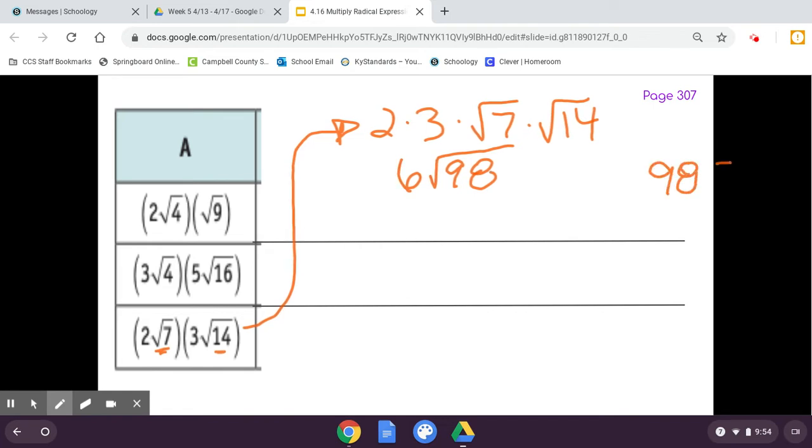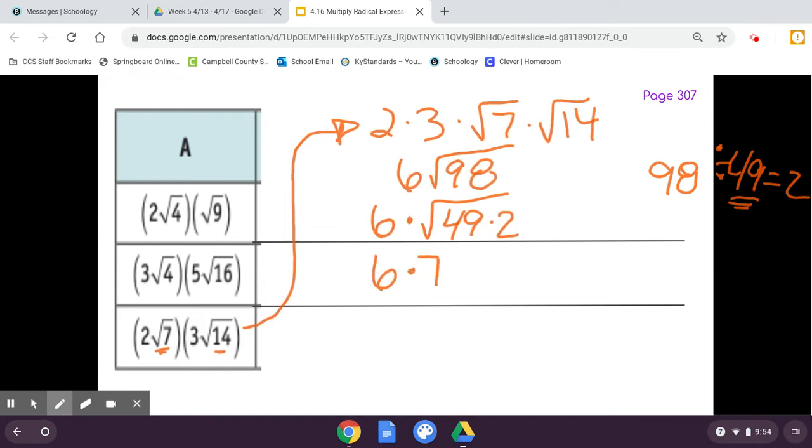98 divided by 49 is 2, 49 being that perfect square. So we have 6 times the square root of 49 times 2, which we know is 6 times 7 times the square root of 2. So our final answer is 42 square root of 2 for that one. So these can become more difficult, but it's nothing that you guys can't handle.